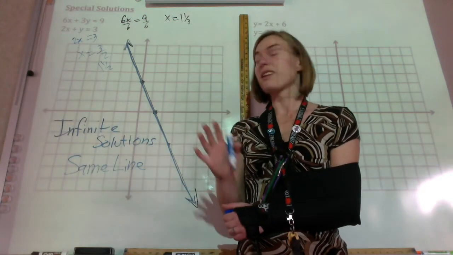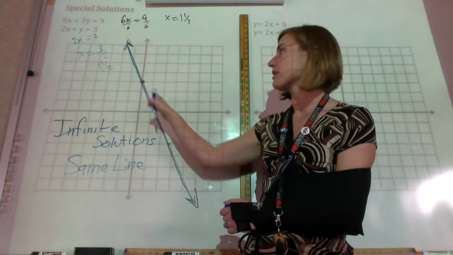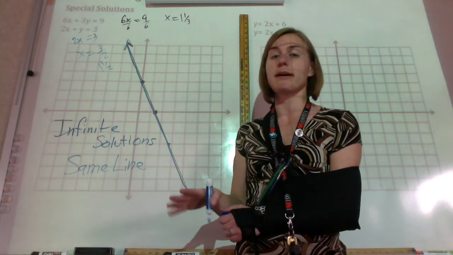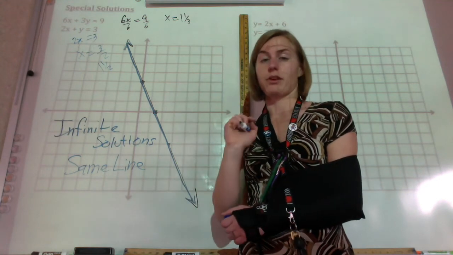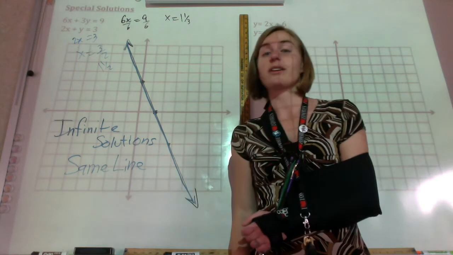Because they are the exact same line, they of course have similar solutions all along there. So you're going to have an infinite amount of solutions that can work in both of those. Let's take a look at one more special solution, but I bet a lot of you can figure out what it's already going to be.